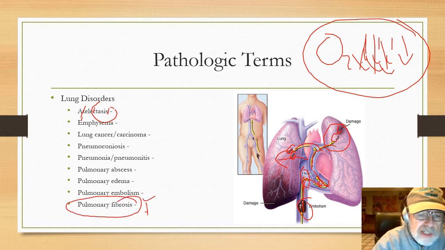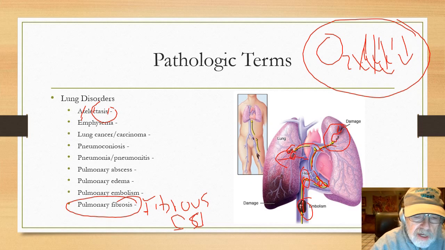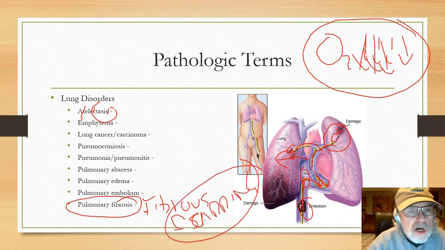And basically, that's fibrous scarring, okay? So the lungs become scarred and they get tight. The lungs get very tight, and that's what we see with pulmonary fibrosis.